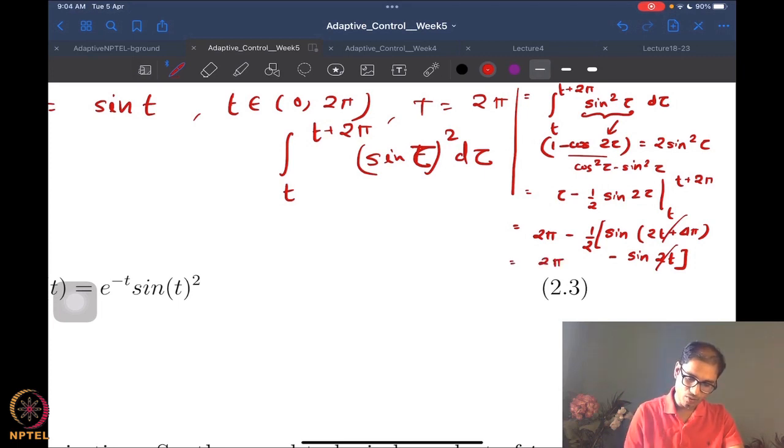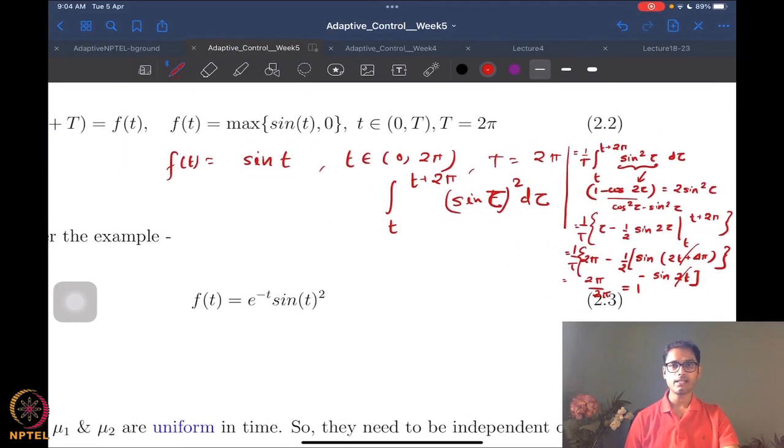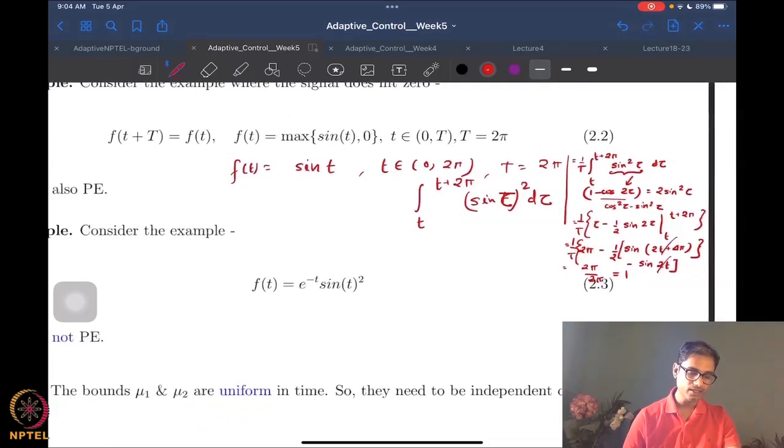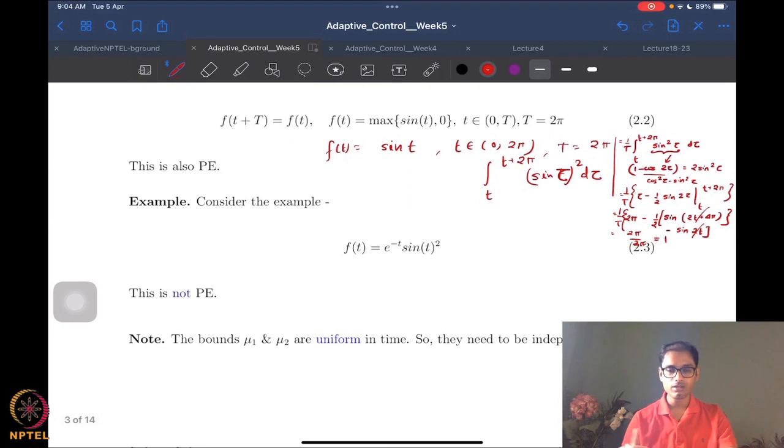And if I actually took a 1 over 2 pi here, 1 over T here, which is 2 pi itself, so this is 2 pi by 2 pi, and that's equal to 1. Okay, so this signal is also persistently excited. So pretty straightforward. I just integrated the square of the signal, right? Because the outer product, if the signal itself is a scalar, is simply the square of the signal, and that's what I did. And it's not difficult to compute that this is also persistently excited.